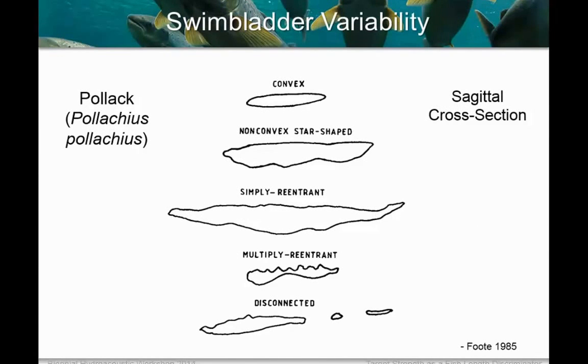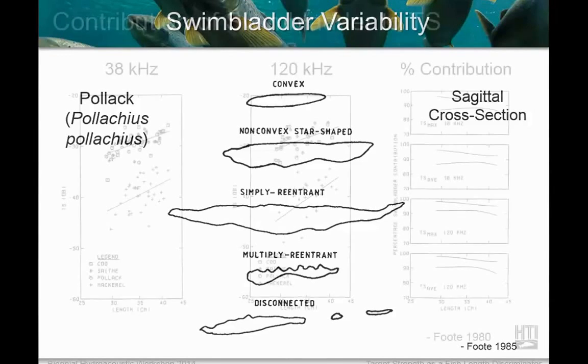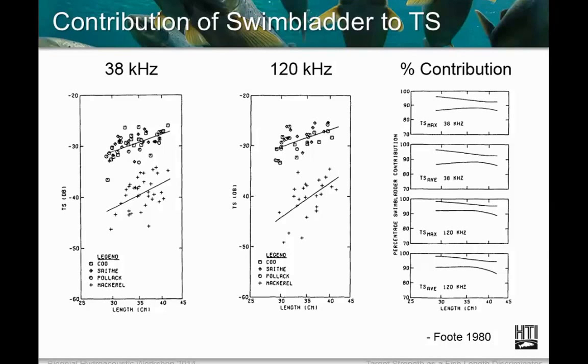Again, just looking at a single species, pollock, a marine species, and could find a lot of variability in swim bladder shape within a species. And again, most of these early experiments were at 38, 120 kilohertz, but looking at multiple species and measured target strength and length fits, and in this data, like in some of the data Kevin showed, they've got fit relationships to them, but we do see a fair bit of variability around them.